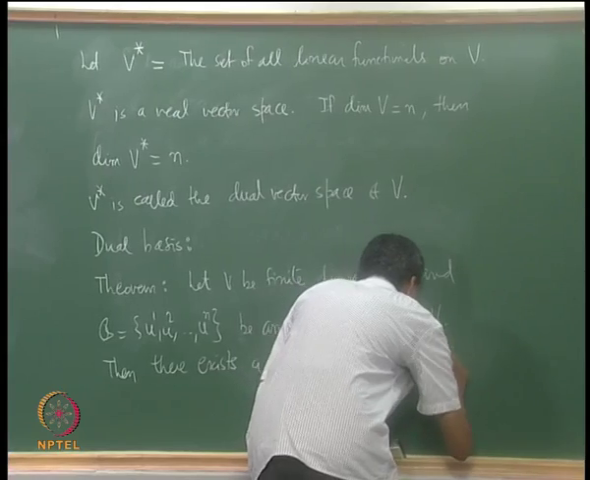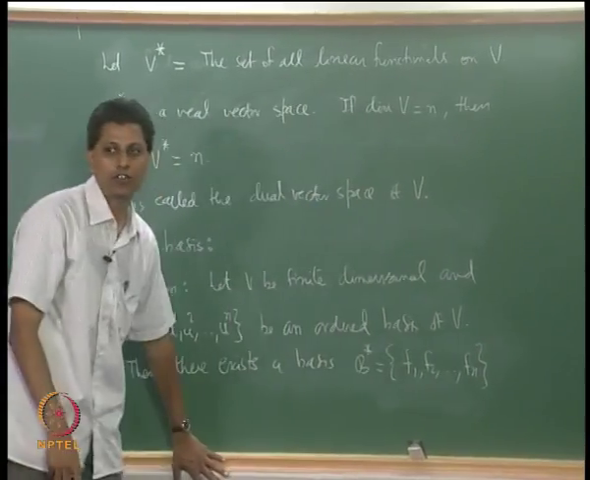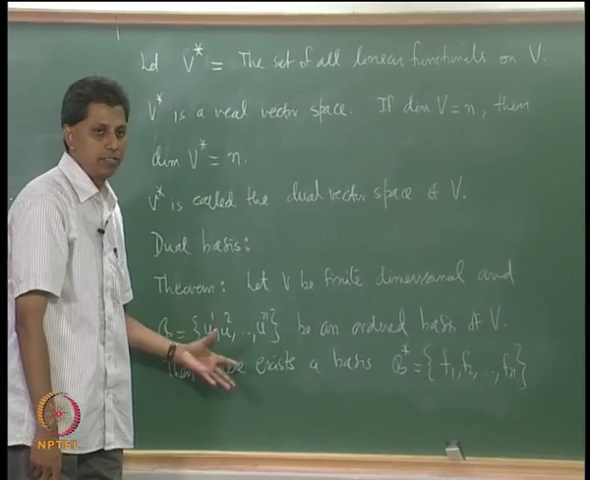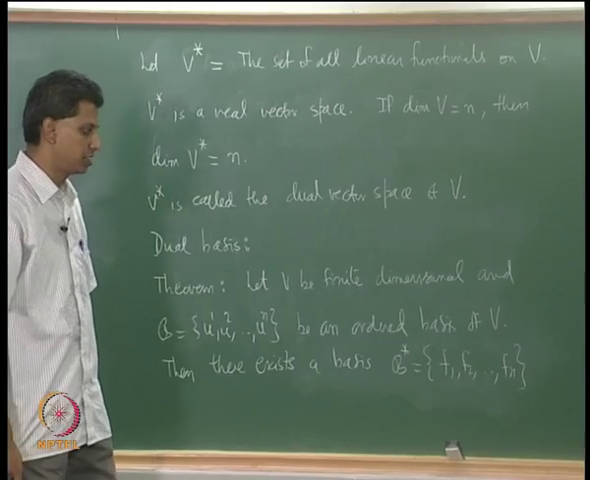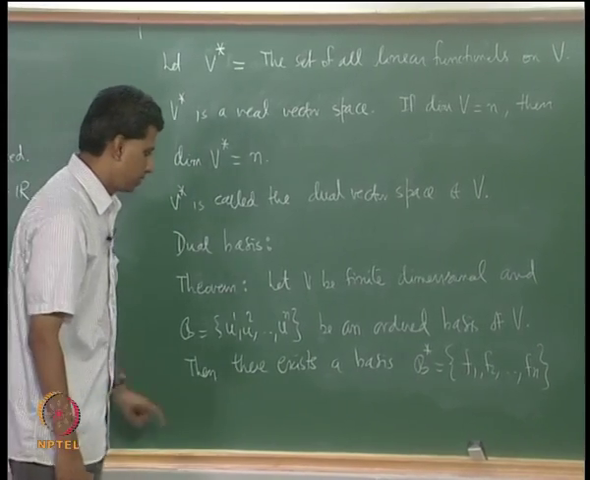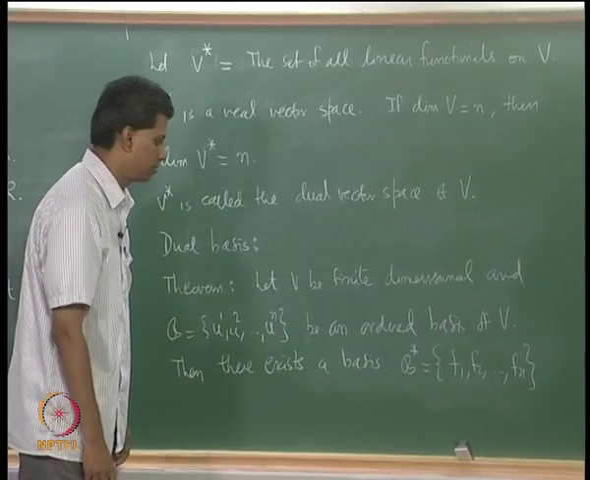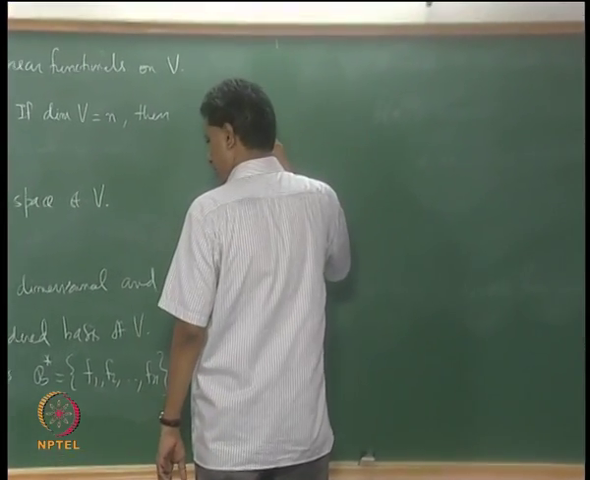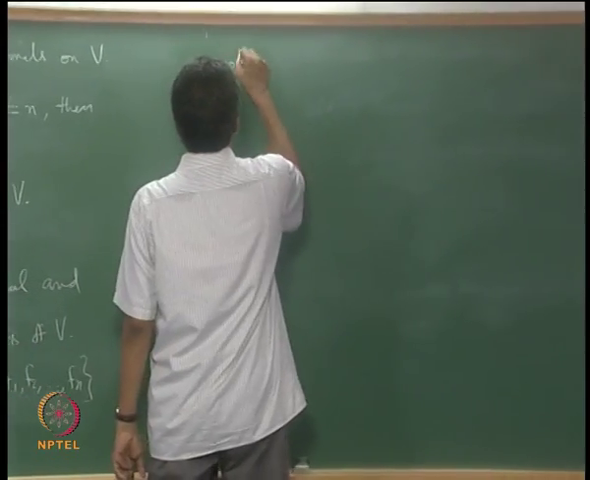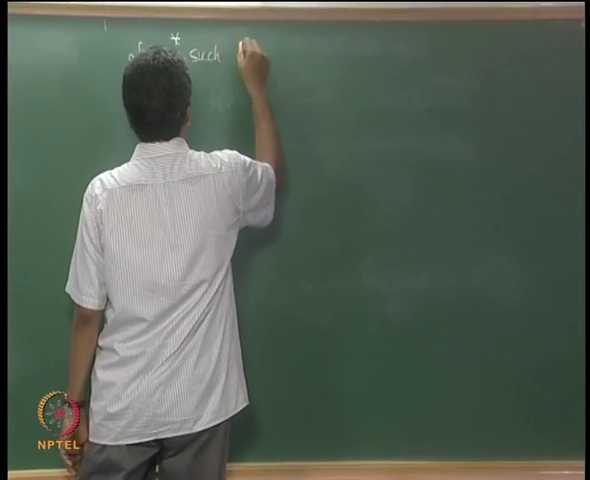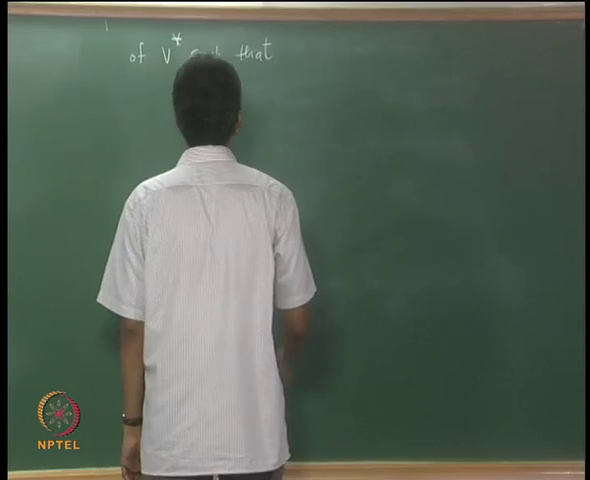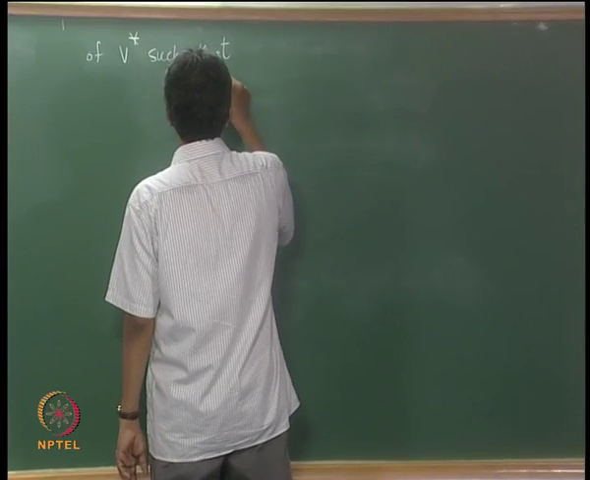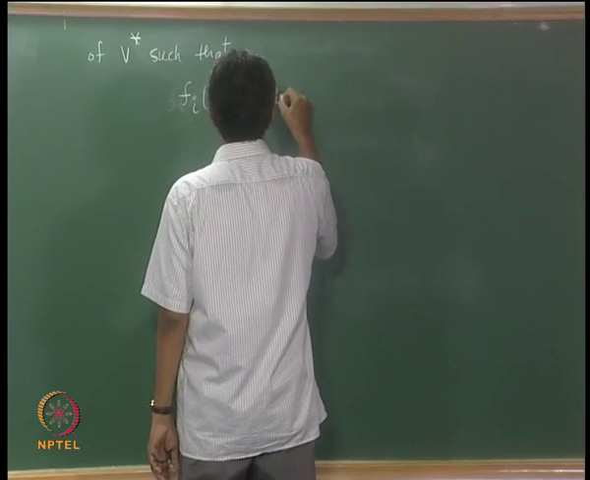F1, F2, etc., Fn. What I know for sure is that the number of elements in B star must be the same as the number of elements of B, because V is finite dimensional and we know that dimension of V star is equal to dimension of V. Then there exists a basis B star. This has certain properties. The most important property that we are interested in is the following. Then there exists a basis B star of V star such that Fi of uj is equal to delta ij.